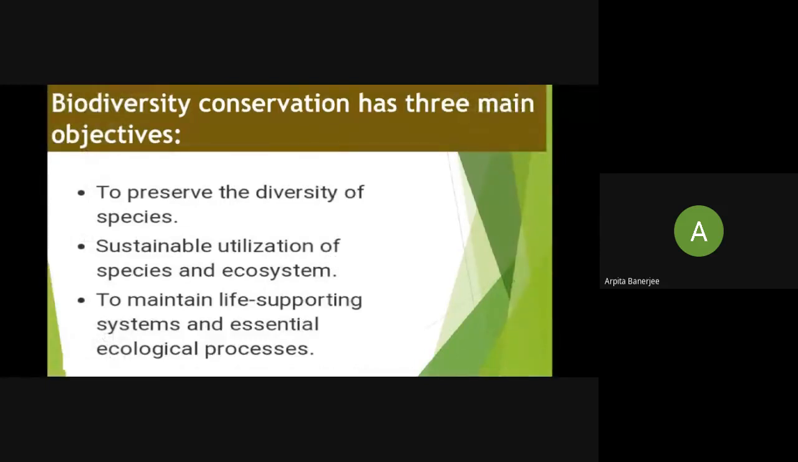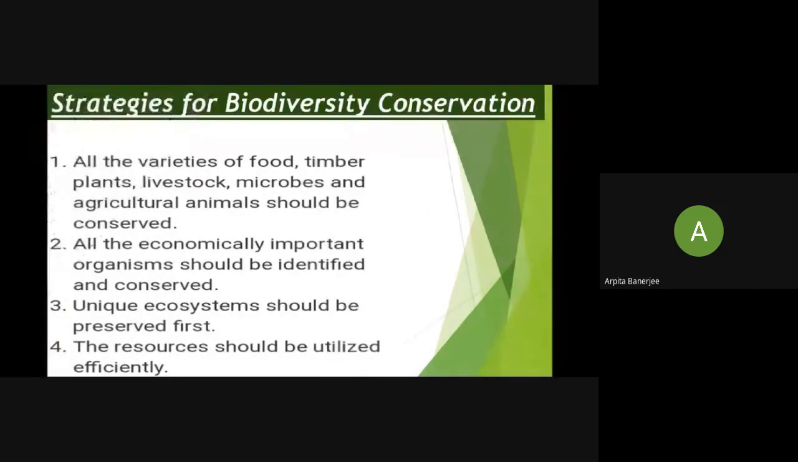To preserve the biodiversity of species, sustainable utilization of species and ecosystem, to maintain life supporting systems, and essential ecological process. Some strategies are taken for biodiversity conservation.